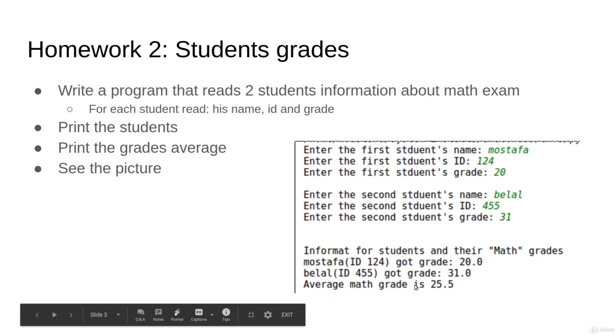Then we are printing the average grade of the math. So this guy has 20 and this guy has 31. So the average is 25.5. Just follow the picture here.